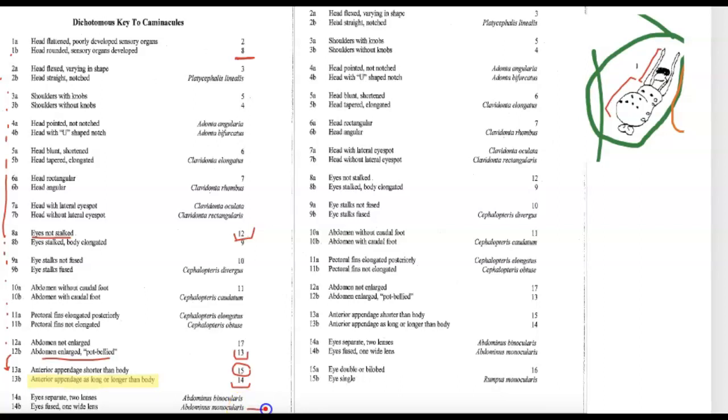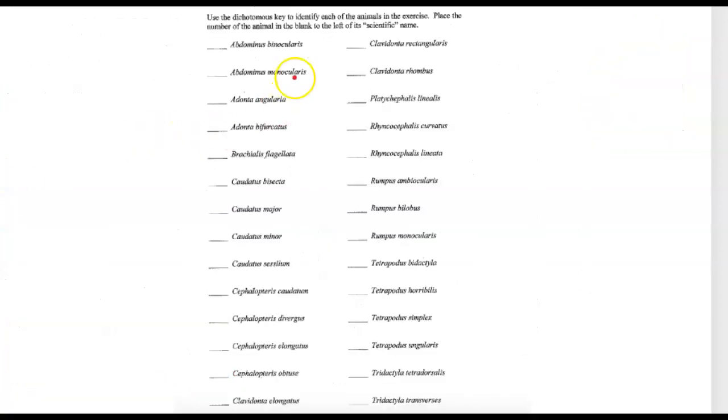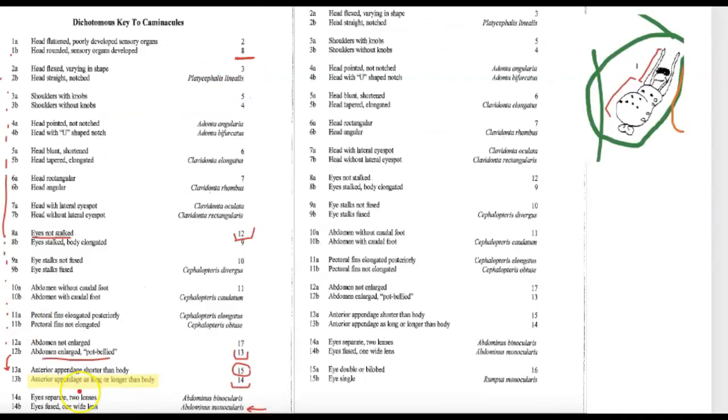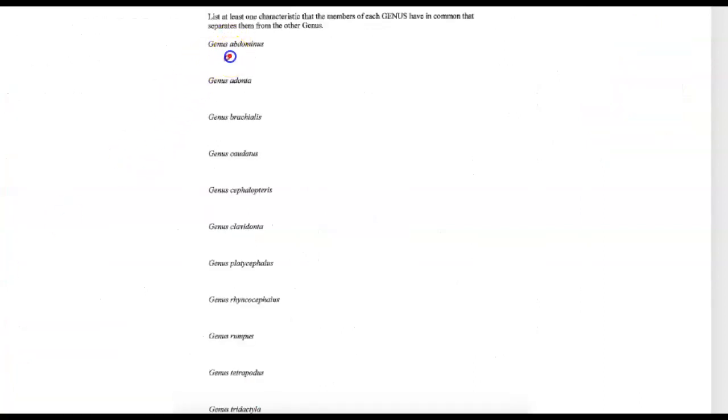It is Abdominis monocularis. That is number 1. So come to this page, find Abdominis monocularis, put the number 1 in there. Abdominis is the genus. The feature that caused Abdominis to split apart from the other caminacules in this group is the anterior appendage as long or longer than the body. So come to this page, Abdominis, and put anterior appendage, and I'm sorry I can't write the whole thing out. Anterior appendage as long or longer than the body goes right there for the genus Abdominis feature.